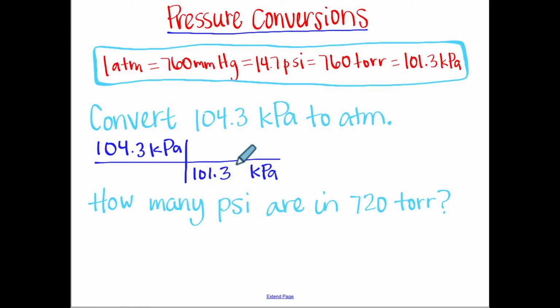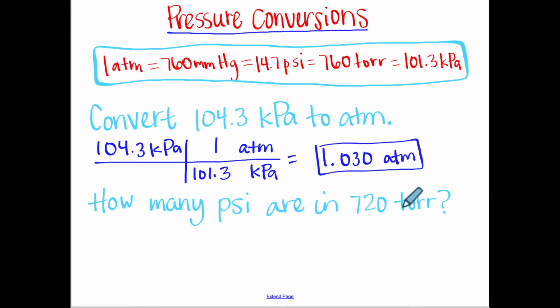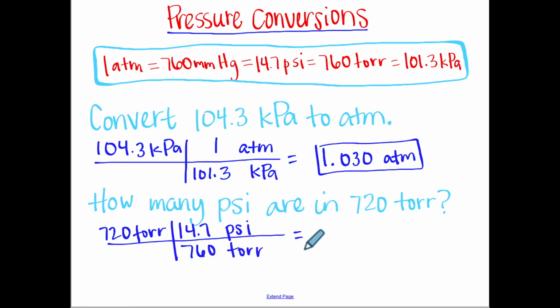We want to get to atmospheres, so we put ATM up here, and we look and see what number goes with that, which is 1. And so we would take 104.3 divided by 101.3, and we get 1.030 atmospheres. Let's try this other one. 720 torr, 760 torr, and we're trying to get to PSI. PSI is 14.7, and so we will take 720 times 14.7 divided by 760 to get 13.9 PSI.